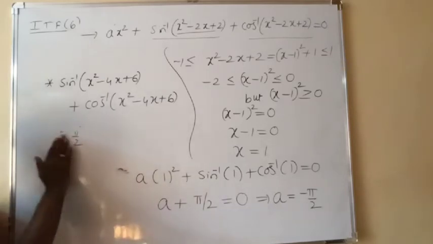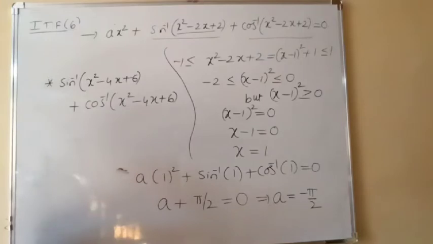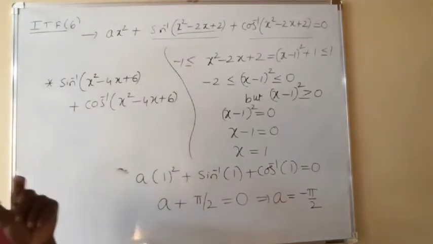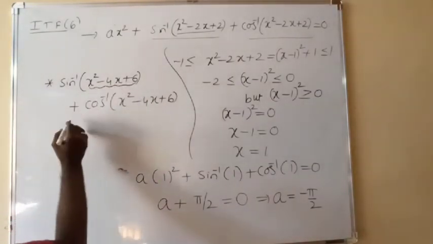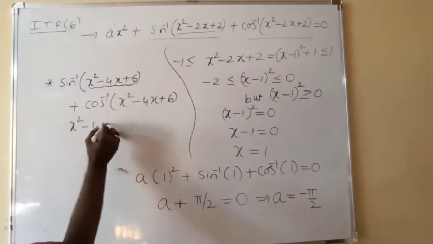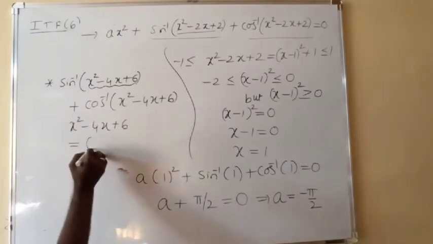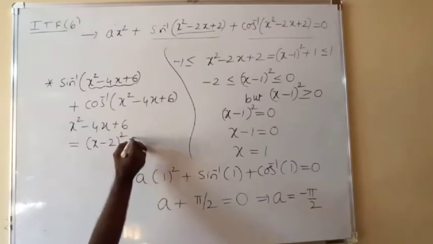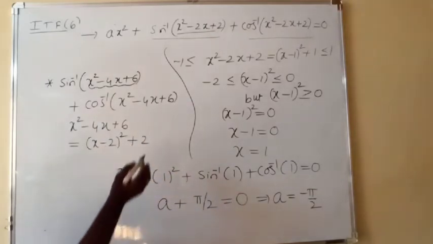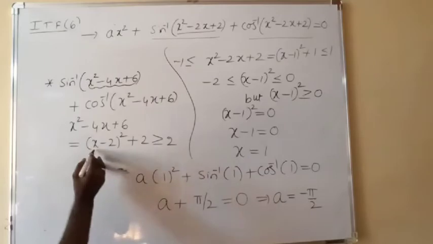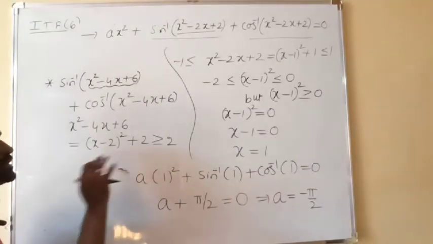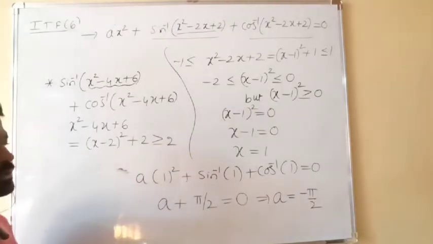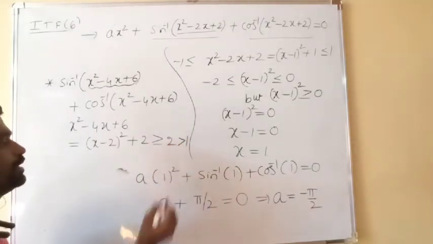It is not pi by 2, because we can use the formula sine inverse x plus cos inverse x is equal to pi by 2 only when the argument x lies between minus 1 and plus 1. But here what is the argument? x square minus 4x plus 6. It can be written as (x minus 2) whole square plus 2. So it is always greater than or equal to 2, because (x minus 2) whole square is a positive value or 0. So 2 plus something greater than or equal to 0 is greater than or equal to 2. So it is strictly greater than 1.